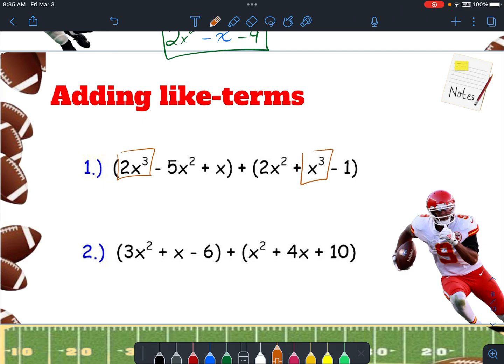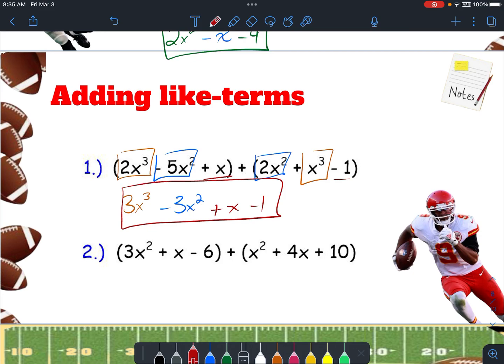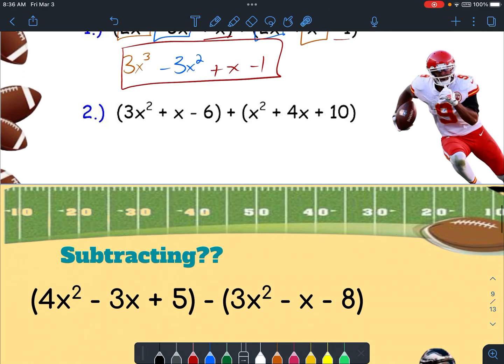What we're looking for here, same thing, is 2x cubed and you got the cube, so that gives me 3x cubed. Then we have a negative 5x squared and 2x squared, which gives me a negative 3x squared. And then it looks like nothing's going to change with this x here and this negative 1 here. So that would be our answer here. So relatively routine. We're just adding like terms, remembering that we are adding or subtracting the coefficients of terms that are like terms, meaning they have the same letter and the same exponent.